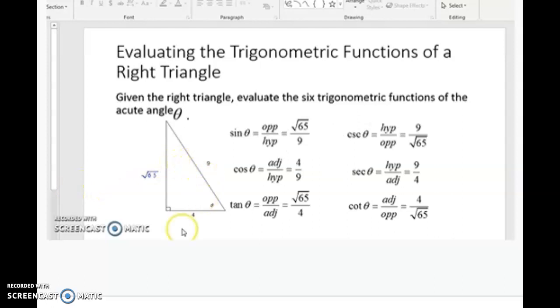Now that we know the lengths of all three sides of the triangle, all we have to do is plug them in the formulas, and we will have the values for this particular triangle for all 6 trig functions.